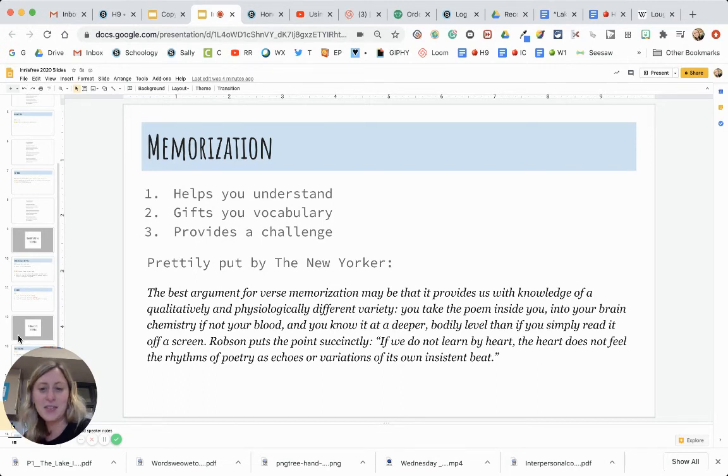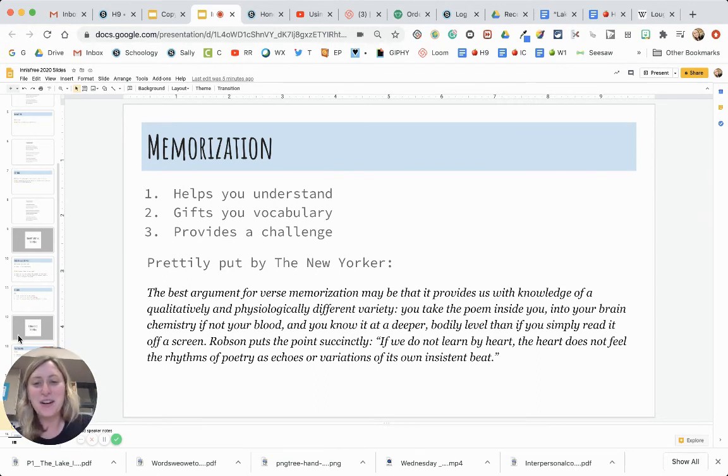I think that this quote from the New Yorker puts it very prettily. "The best argument for verse memorization may be that it provides us with knowledge of a qualitatively and physiologically different variety. You take the poem inside of you, into your brain chemistry, if not your blood, and you know it at a deeper bodily level than if you simply read it off a screen." Robeson puts the point succinctly: "If we do not learn by heart, the heart does not feel the rhythms of poetry as echoes or variations of its own inset beat." I mean, how can you argue with that?